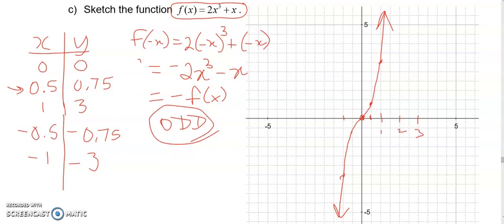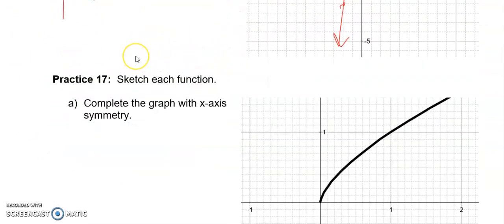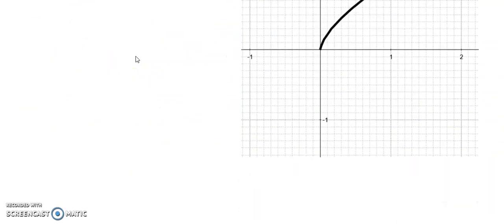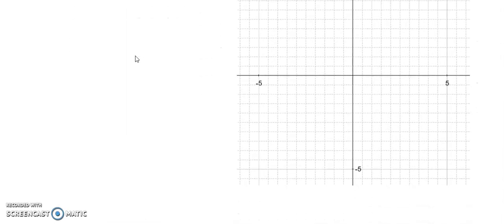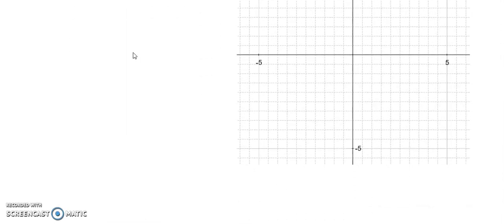If this function had been symmetric with respect to the y-axis, in other words, if it was even, well, I still could have come up with some other points there just by changing the sign of the x-coordinate, all right? So that's it for this lesson. I'll stop there. Try practice number 17 on page 35 and also on page 36.